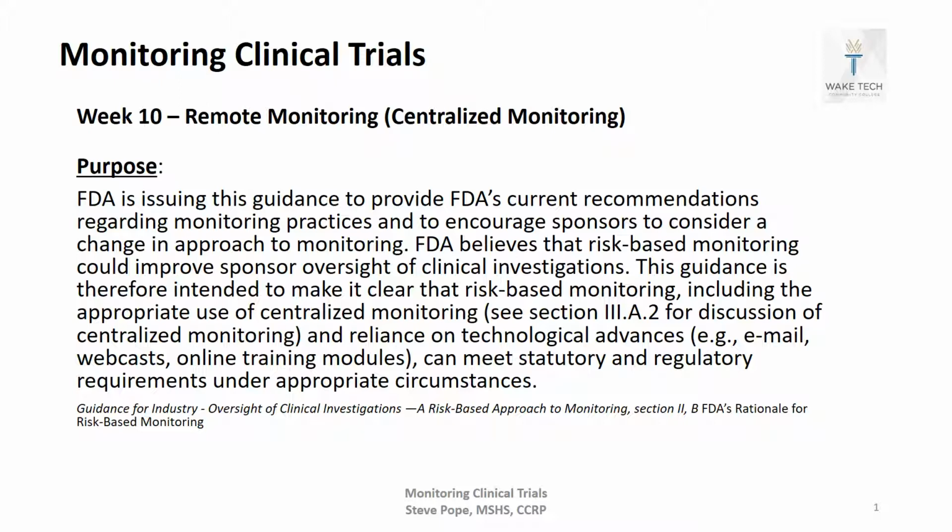Now, most sponsors have embraced this. Most CROs have embraced this. Some of you even work in this area in your work out there in the field.